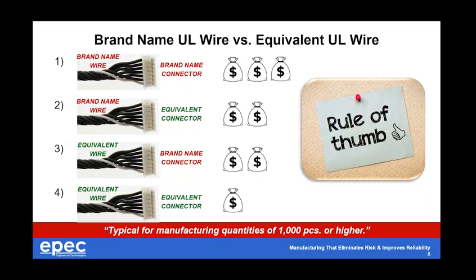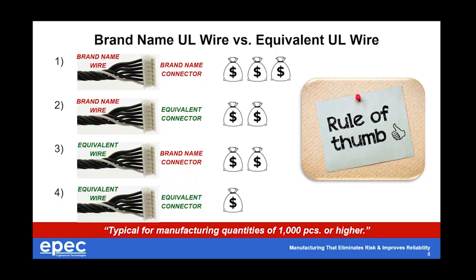And as you go through this slide here, the goal of this is to clearly articulate that when Epec can use both our own form, fit, function equivalent connectors paired with our UL approved equivalent wire, we can save our customers a lot of money. This is typically valid for higher production quantities. For the sake of discussion, anything north of 1,000 pieces, this holds true.